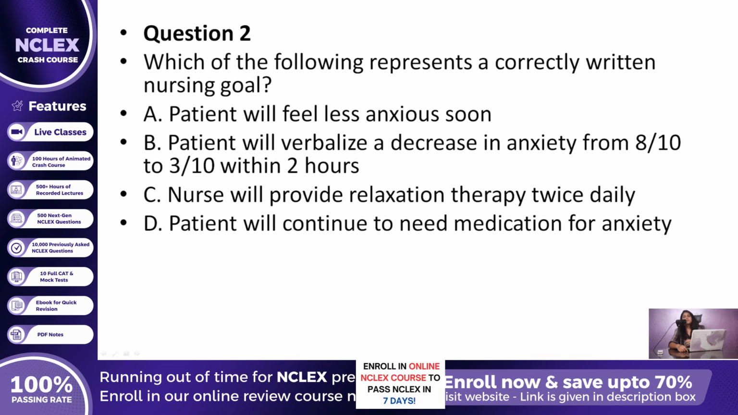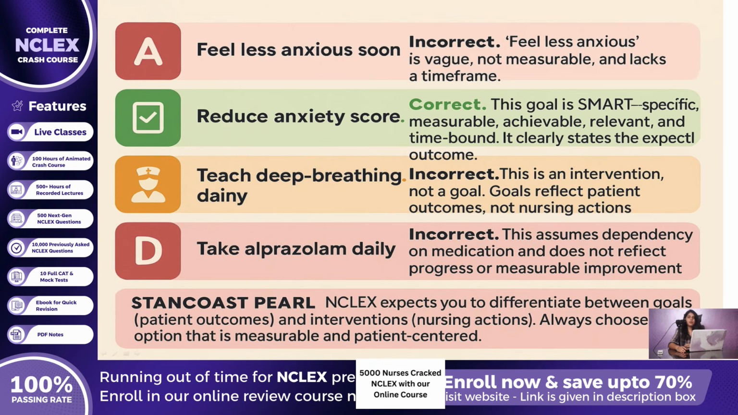The correct answer is option B because it is specific, measurable, and time-bound. A true SMART goal. Option A is vague and not measurable. Option C describes a nursing intervention, not a patient outcome. Option D assumes continued dependency rather than measurable progress. The Stancoast pearl is that goals are always about measurable patient outcomes, not what the nurse will do. Now for the third question.